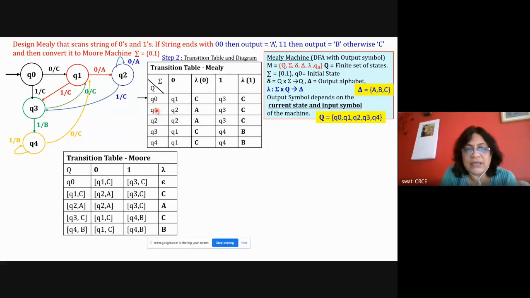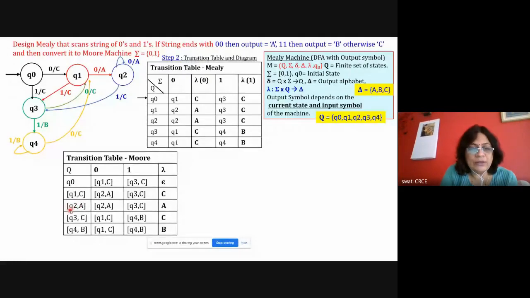For transitions, Q1 with 0 is Q2A. So you say that Q2 generates A. And Q1 with 1 is Q3C. So you say Q1 with 1 is Q3, which generates C. Like this you write down. Okay. Now the Q1 state is over. You have to take the Q2 state.